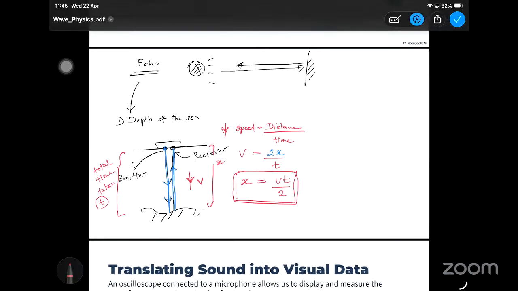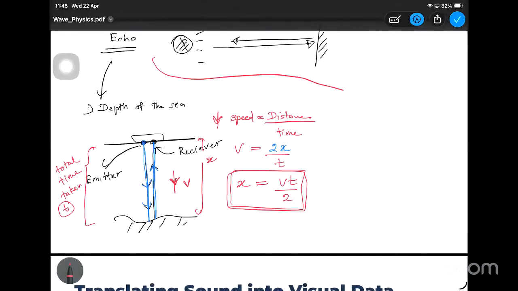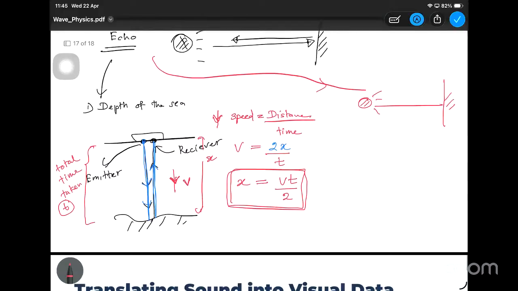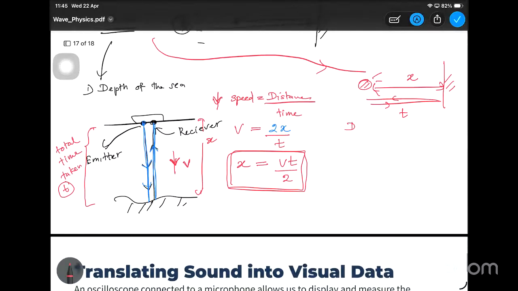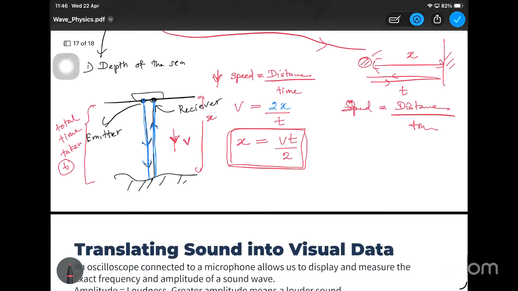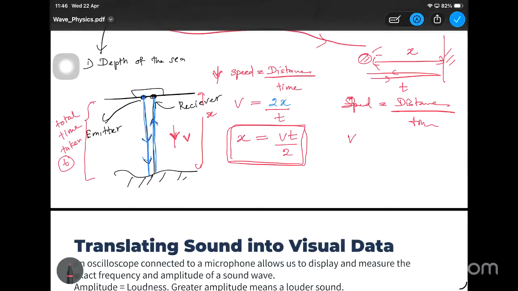The same thing can be used to measure the distance between two walls or something like that. Same thing, we have the sound generator and this is our wall. Just imagine this distance is X, and the total time taken for this echoing process is T. So again, we are using speed equals distance over time. The speed of sound in air will be equal to distance over time.